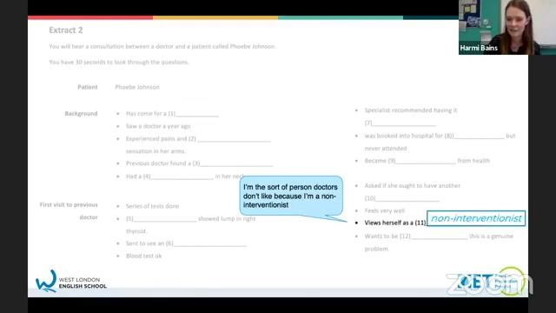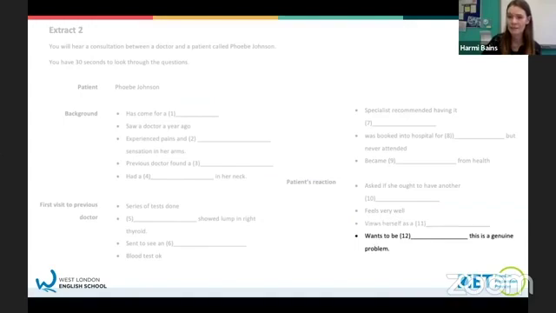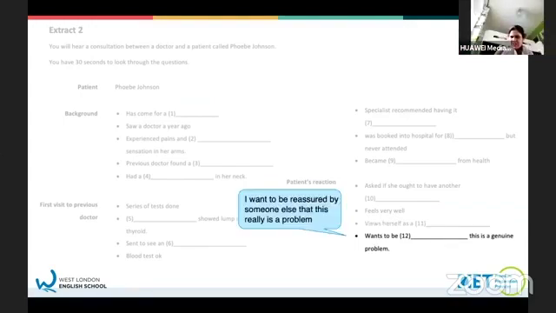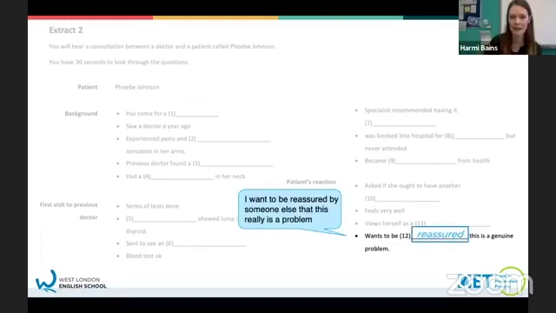Number 12: wants to be reassured. Just check your spelling. Yes, the spelling is good. Reassured. I want to be reassured by someone else. So, good. I missed a few, like 3.